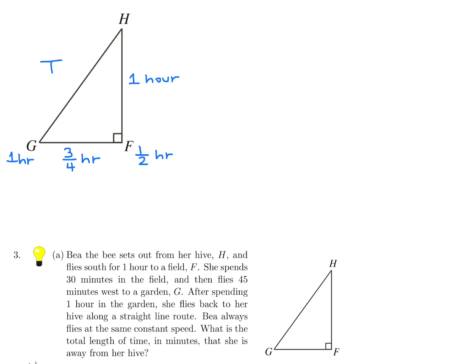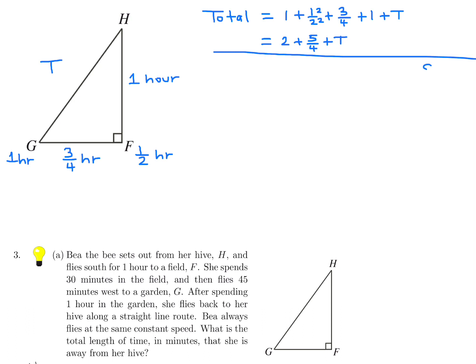And then, of course, we have to add all these guys up. So the total time is going to be 1 plus a half plus 3/4 plus 1 plus t. And that is 2 plus 5/4 plus t. So all we have to do is figure out t, and we are set. In this question, we are going to use a formula. Speed is equal to distance over time. And therefore, distance will be speed times time, like this. And we will use the Pythagorean relationship, obviously, because that's a right angle.